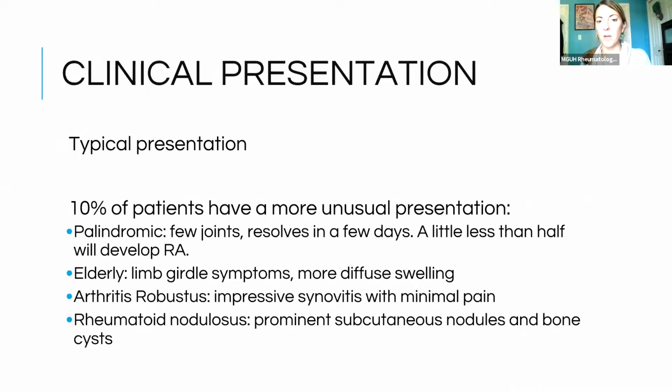And then rheumatoid nodulosis, where maybe the joints are less of a problem, but they have a lot of subcutaneous nodules, potentially even bone cysts or nodules in other places outside of the soft tissue.